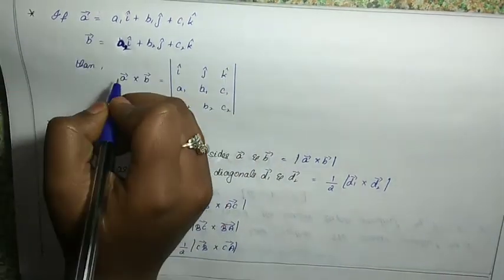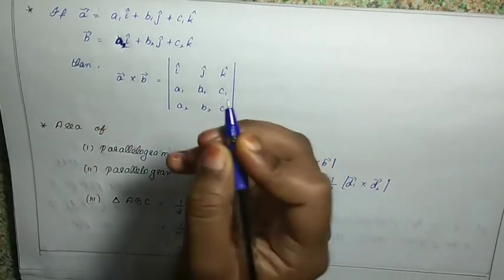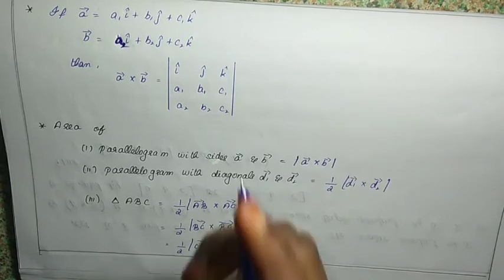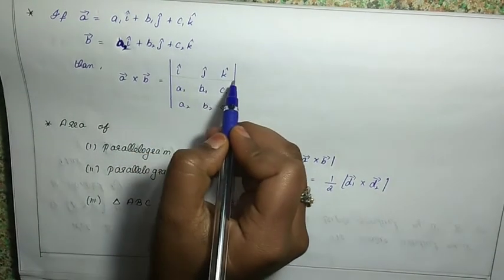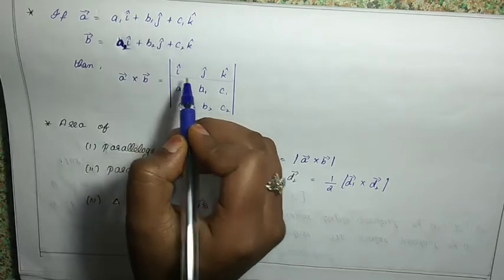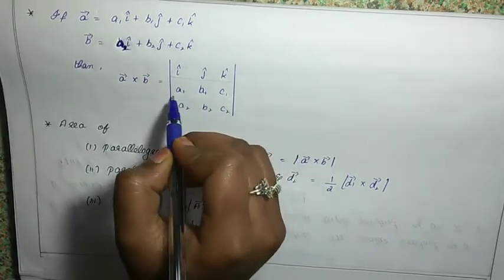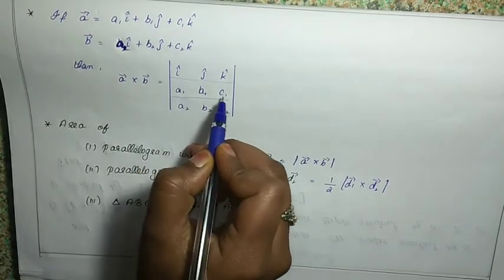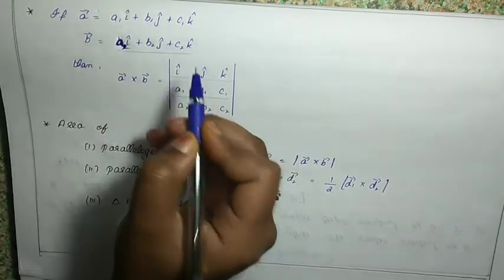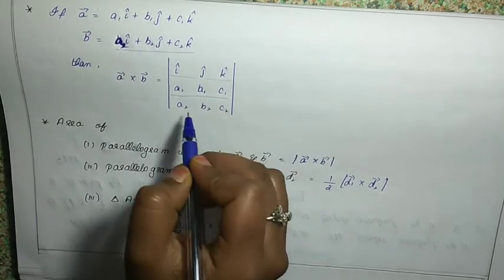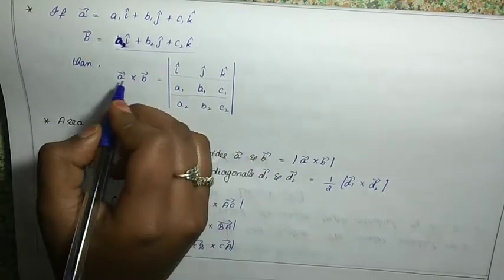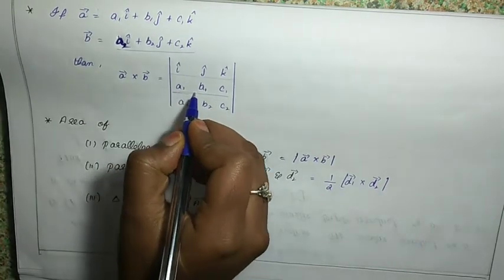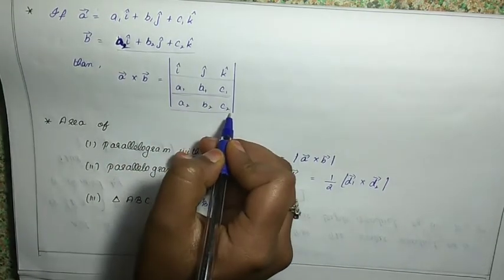So then A vector cross B vector, how we will be writing it is in determinant form. First, in the first row, we will be writing i cap, j cap, k cap. In the next row, we will be writing the first vector, that is a1, b1, c1, and then we will be writing a2, b2, c2. Why? Because this is A vector cross B vector, so A vector we will be writing first and then B vector.